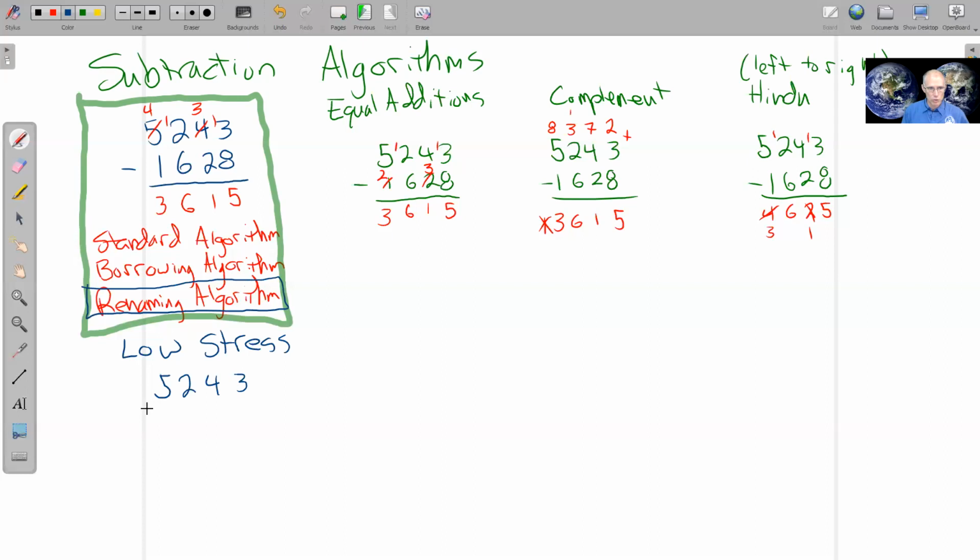5,243. And then you draw a rectangle, pretty good size, underneath. You are going to have some work to go in there in a minute. And underneath that, you put the number you're subtracting, 1,628. So this is the setup for the low stress algorithm. And then we think ahead of time about all the borrowing that has to happen. I can't do 8 minus 3 here, so I'm going to have to borrow from that 4, which means it's going to become a 3, and that 3 there is going to become a 13.